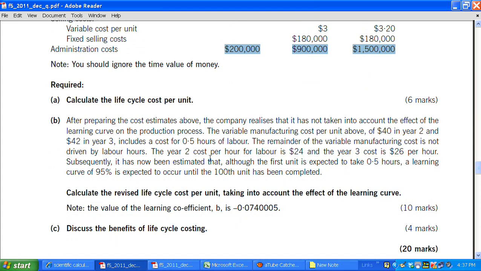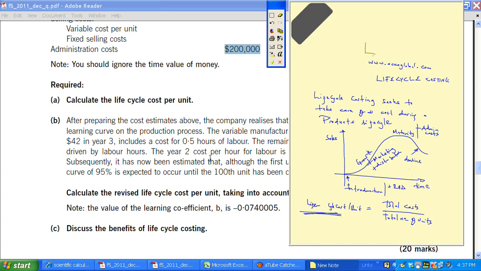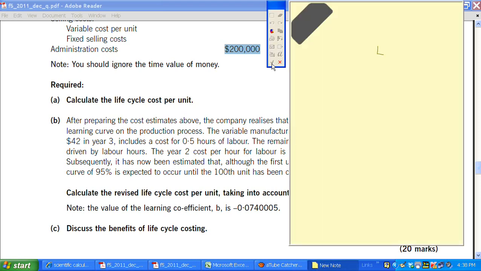Part B of the question tries to complicate things a little bit. And that's the one thing you'll have to note in this exam. Your examiner is going to keep bringing different parts of the syllabus into the same question. So now she has combined life cycle costing together with a topic called learning curves.